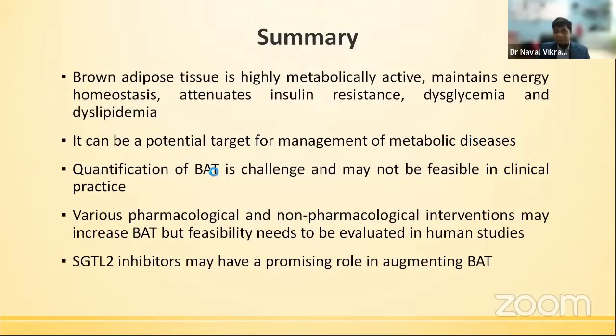Quantification of brown adipose tissue is again a challenge. It's not feasible in clinical practice. It may be possible only in advanced research centers that have facilities like functional MRI or different forms of MRI. The various pharmacological and non-pharmacological interventions may increase the BAT, but feasibility needs to be evaluated in studies. Again, SGLT2 inhibitors, I would say, may show some promise here.